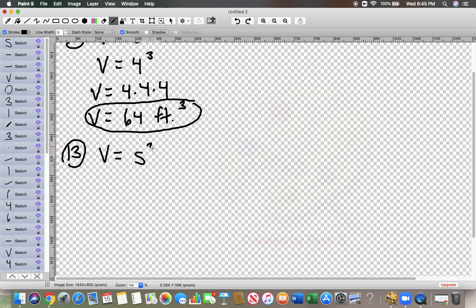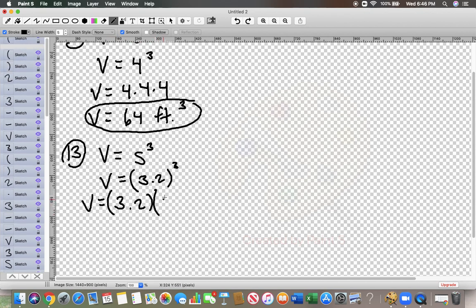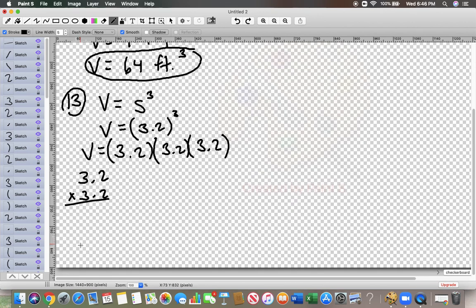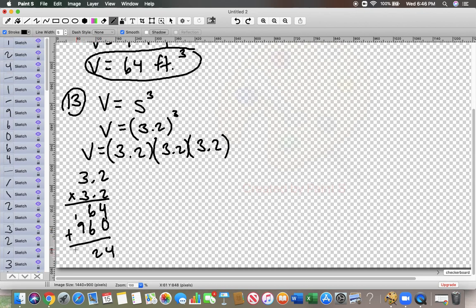V is equal to S cubed. What is one of the sides? 3.2 cubed. Therefore, the volume is 3.2 times 3.2 times 3.2. I'm going to have to do my math. 3.2 times 3.2, that's going to be 10.24. And then 10.24 times 3.2. Got to multiply it by one more 3.2.